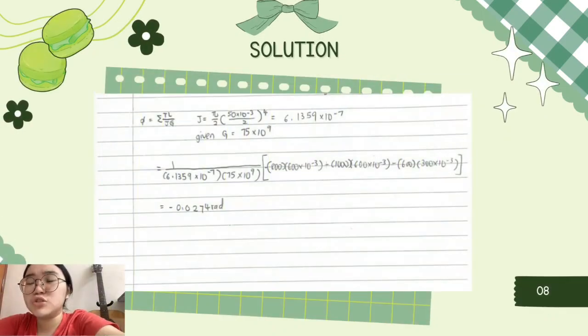Hello, my name is Tan Jingjuan, metric number 230393, and I'm going to present this part. This calculation shows how to find the angle of twist using the torsion formula. First, I use the equation, the sum of TL over JG.